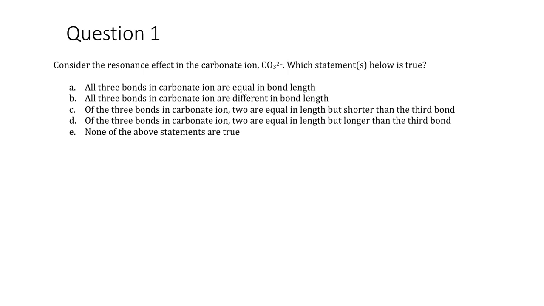So first question here is about carbonate ion. Which statement is true considering resonance in this ion? So let's think about a Lewis structure here. We're going to have 3 oxygens connected to a central carbon. Our valence count: 18 plus 6, that's 24 valence electrons. And so if I go lone pair for each of these, I arrive at something that looks like this.